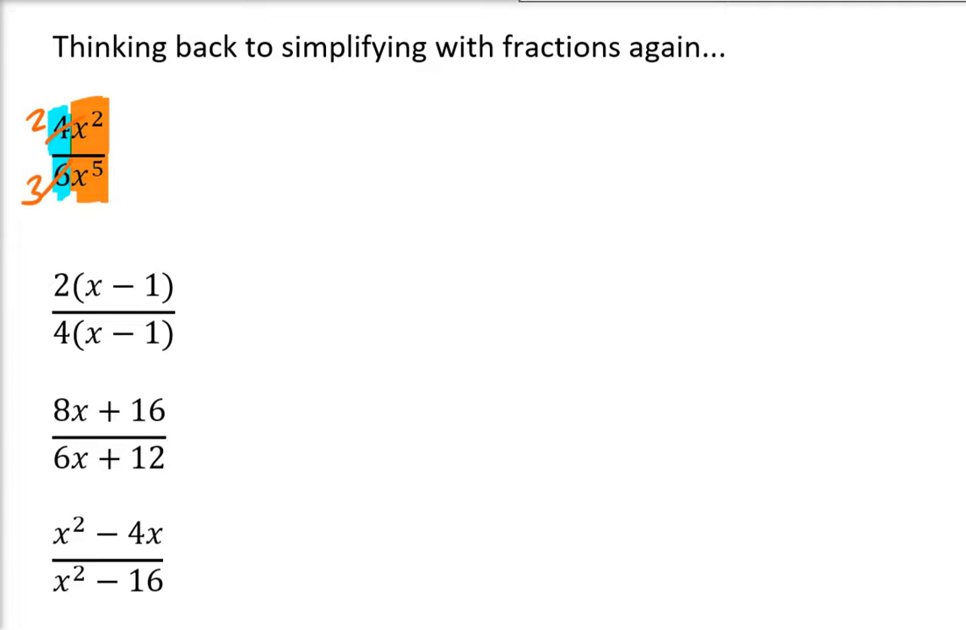Then looking at this one here, the common factor is x squared. 2 x's get cancelled out there and you're left with 3. So your answer is 2 over 3x to the power of 3.